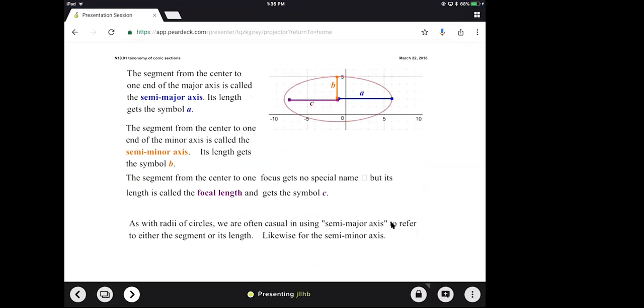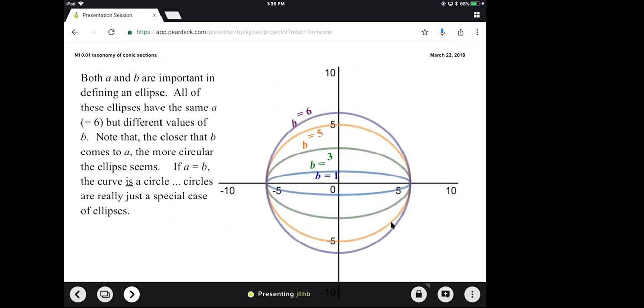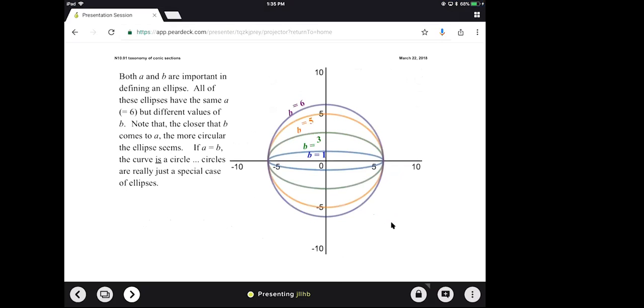We're often, just like with circles where we're casual with radii, casual about whether the semi-major axis is the segment or its length. And again, it will be clear from context. If you need a number, then clearly it's the length. If you're talking about a geometrical thing, then it's the segment. All right, A and B define the ellipse between the two of them.